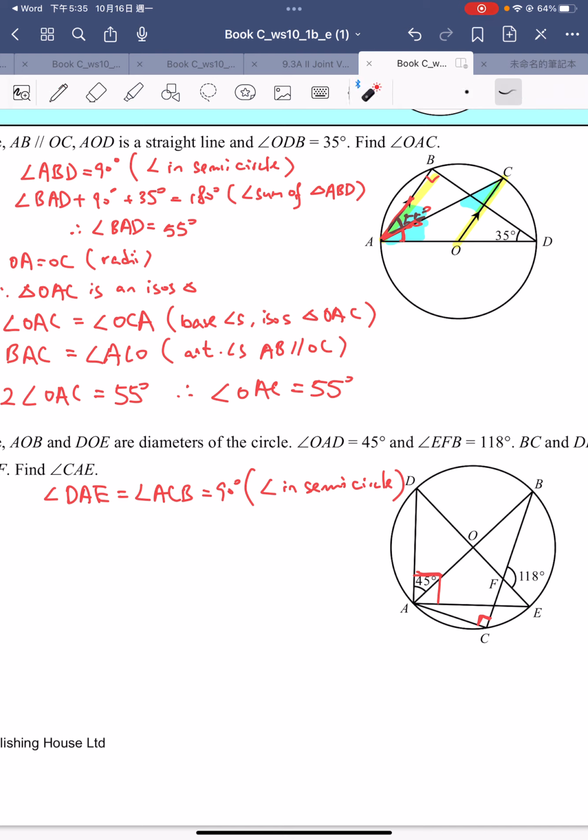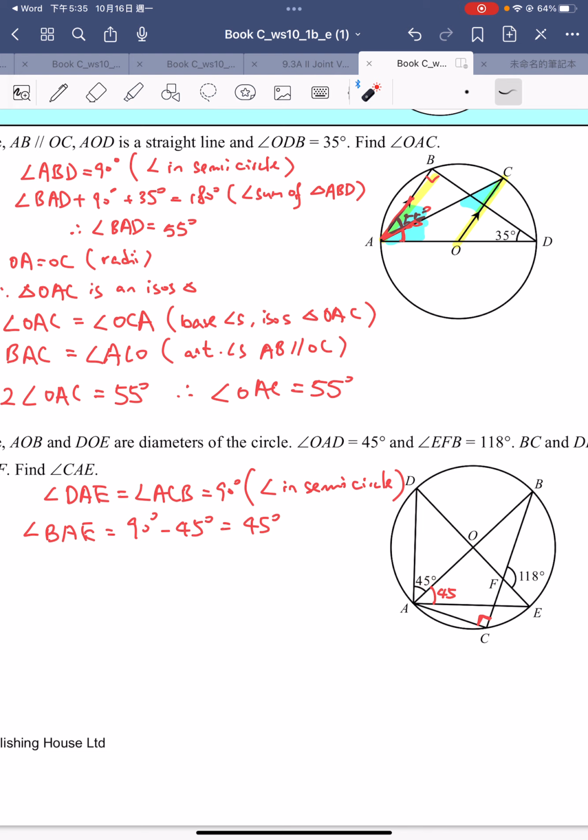If this angle DAE is equal to 90 degrees, and part of it is equal to 45 degrees, that means the rest is equal to 45 degrees as well. So we can change this one to be 45 degrees. So the angle BAE is equal to 90 degrees minus 45 degrees, which gives 45 degrees. So now we have this angle equal to 45 degrees.